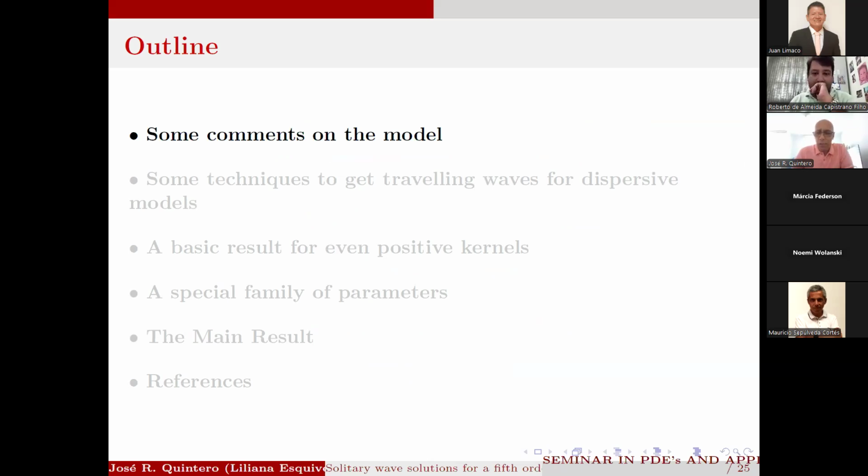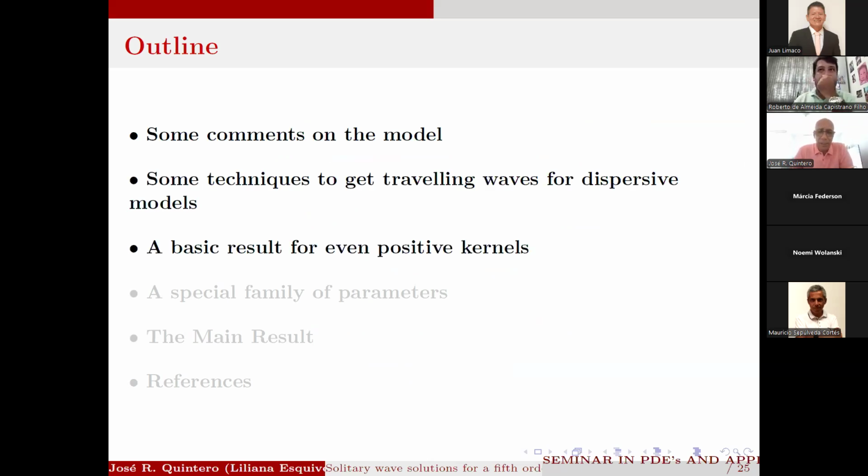Some comments on the model, some techniques that we use to solve this type of problem. A basic result for even positive kernels, which is the main core of the result. A special family of parameters, as I'm going to show you. There is a very important class of parameters that we have to deal with to be able to get a traveling wave solution, and the main result and some references.